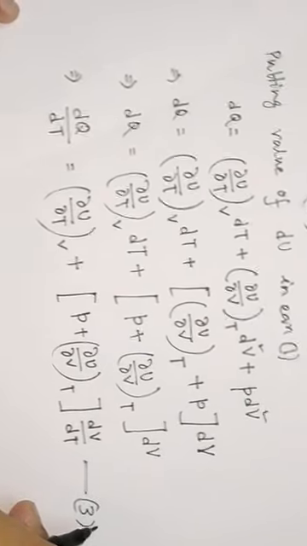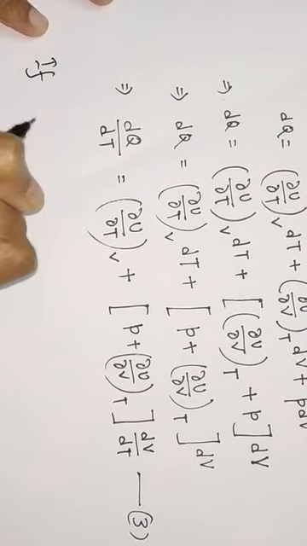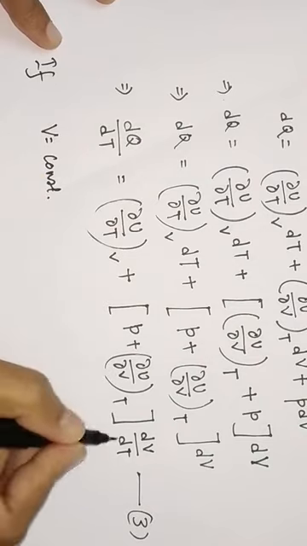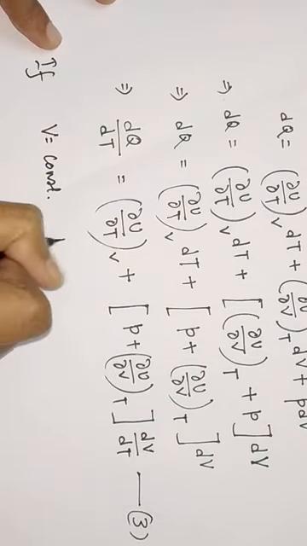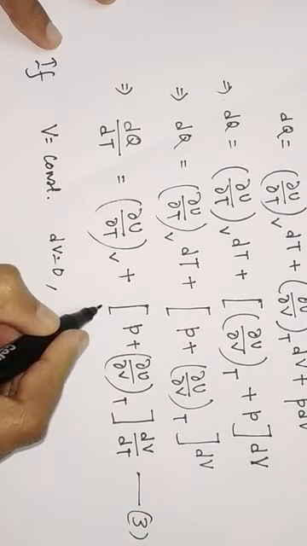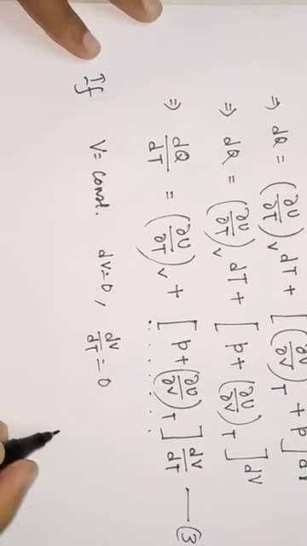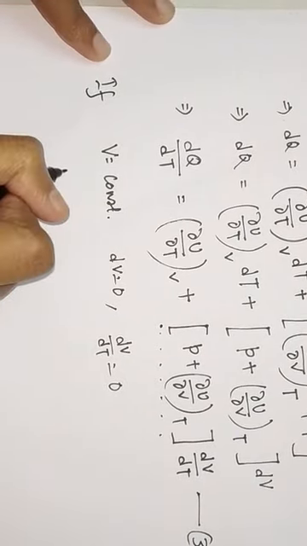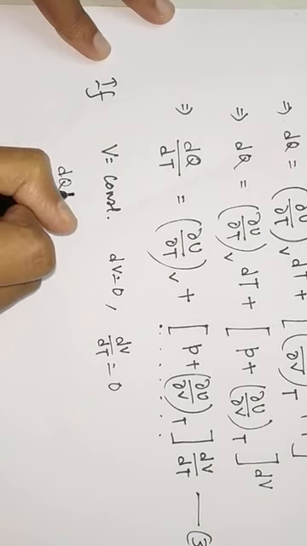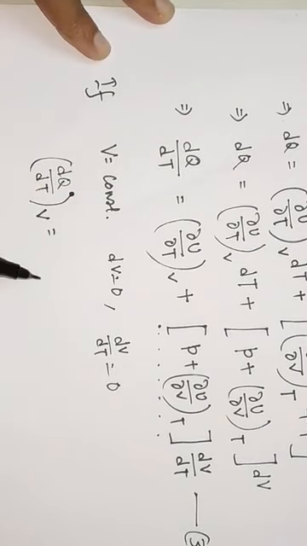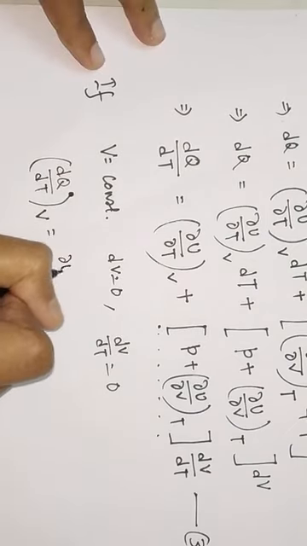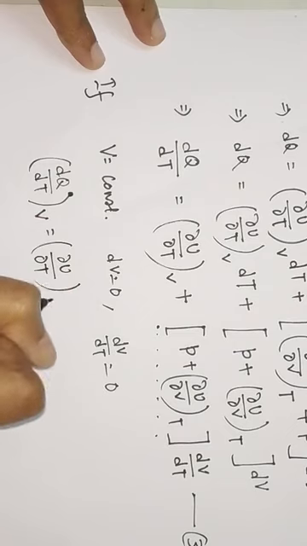Now if this volume V is constant, then this whole second term will be 0. So dV equals 0. Therefore, dV dT will also be equal to 0. So this whole second term will be 0, and we will be left with only the first term. So dq dT at constant V, we write it this way because we have taken the volume constant, equals del U del T at constant V.